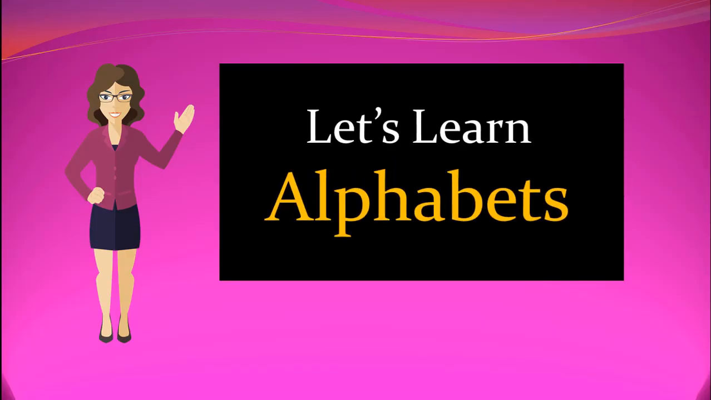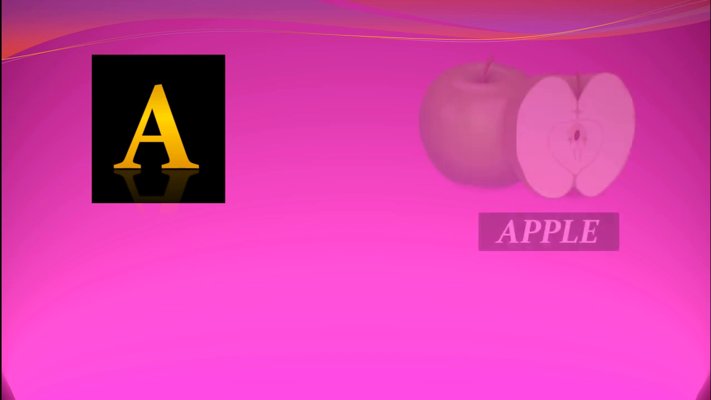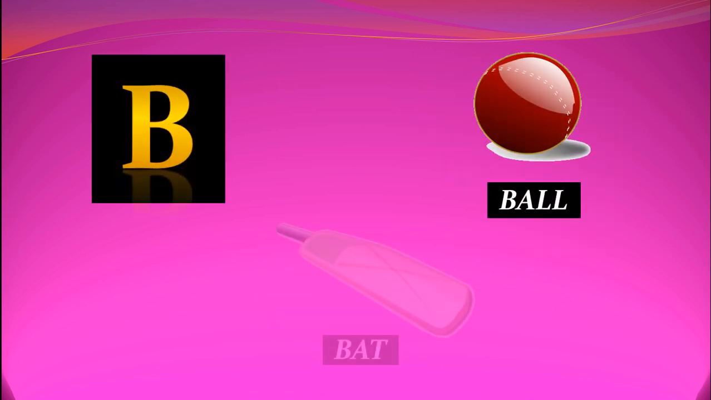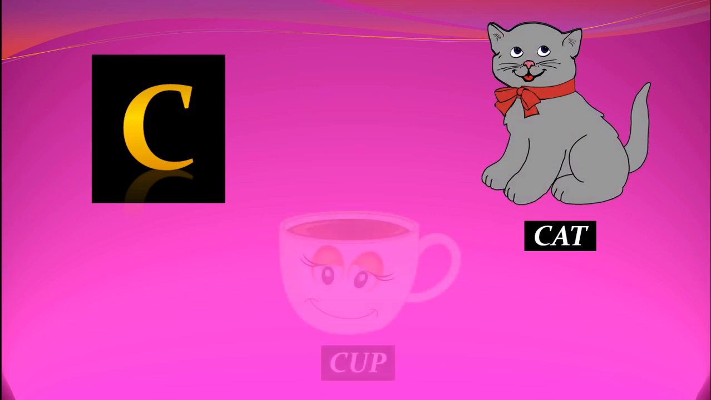Let's learn alphabets. A. A for apple. A for ant. B. B for ball. B for bat. C. C for cat. C for cup.